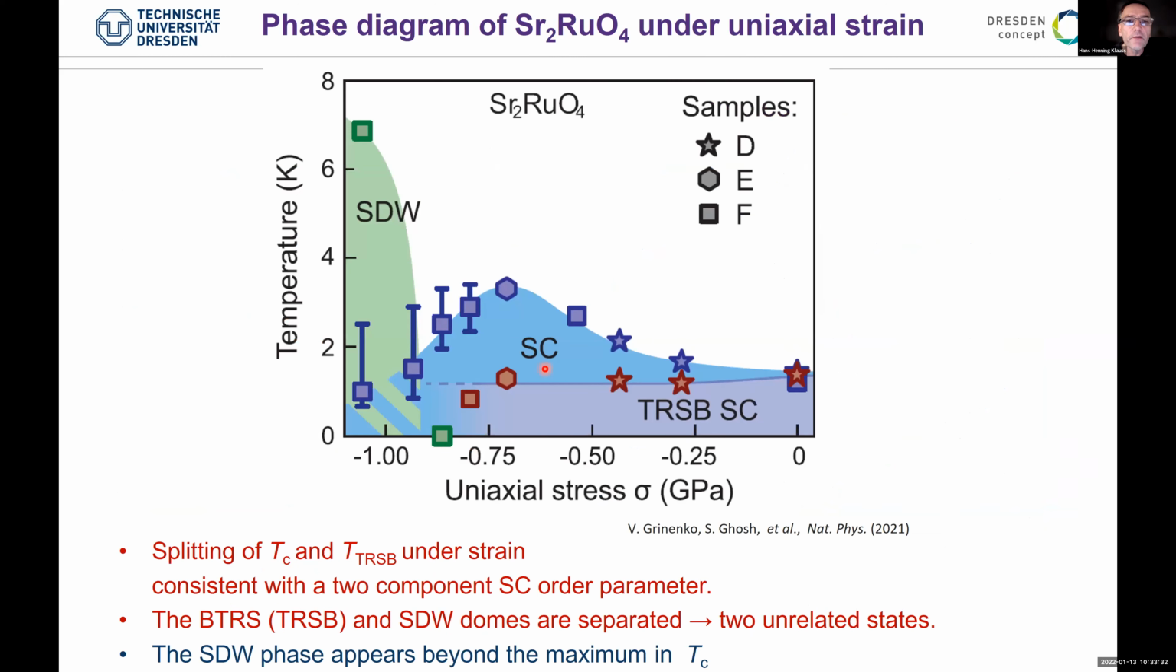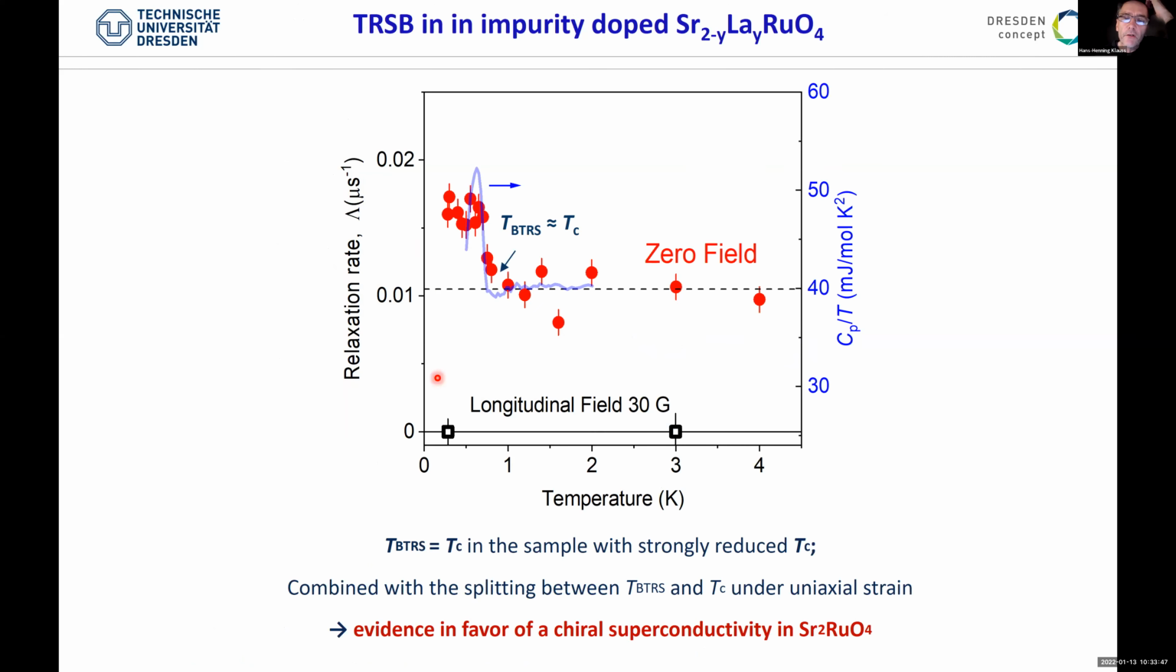Yeah, and this is basically the phase diagram which turned out from these studies. So here you clearly see the splitting of the superconducting transition temperature and the time reversal symmetry breaking transition temperature. Okay, and now it turns out that still this is not a clear separation, because, as I said, if you have accidental degeneracy at 0 strain, it could well be described by non-chiral order.